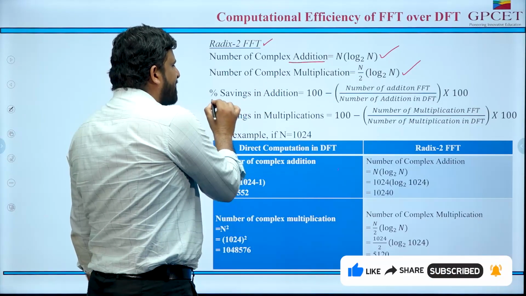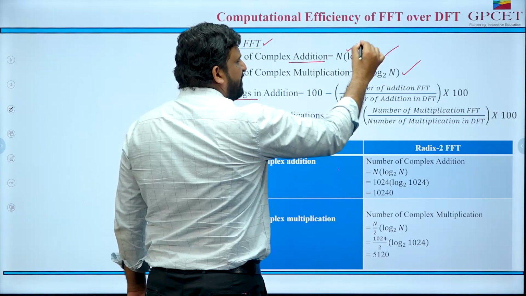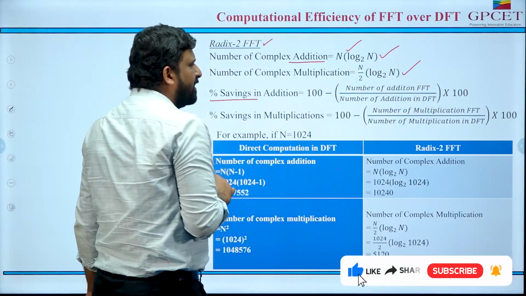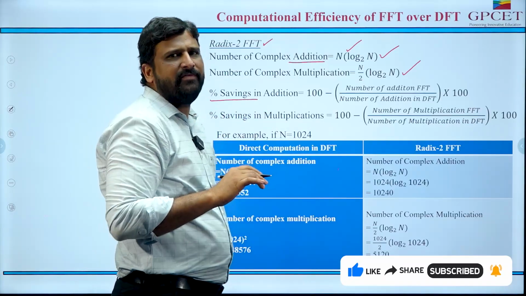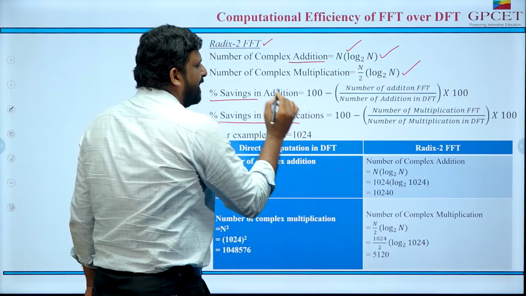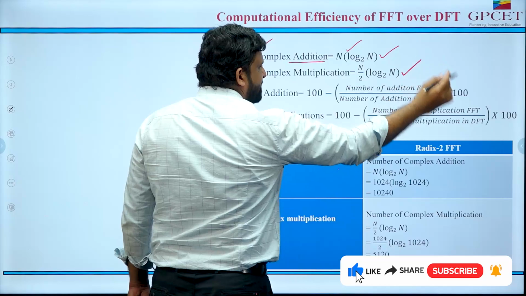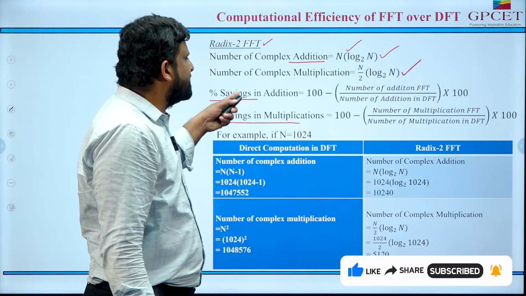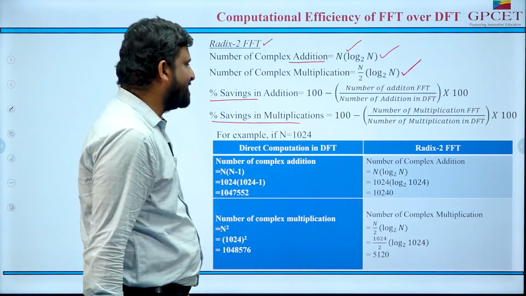So in addition, how much percentage I am saving means, that is 100 minus the number of additions in FFT divided by the number of additions in the DFT, into 100. So by doing this for a particular problem, we can see how much percentage we can save in both DFT and FFT. Similarly, how much saving in multiplication means 100 minus the number of multiplications in the FFT divided by the number of multiplications in the DFT, into 100. So by solving this, we can see how much percentage saving in additions and how much percentage saving in the multiplications. For that, I have taken one example.